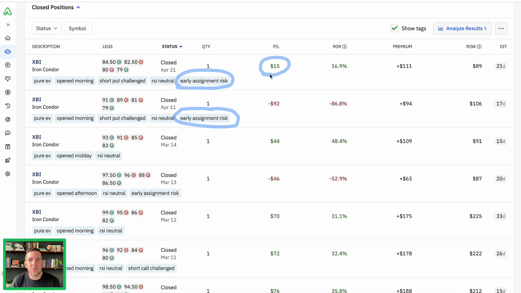Like this one, we closed for a $15 profit. It was early assignment risk, but we still actually made money on it. We're still up money on it. It didn't reach our profit target, but it was at risk of assignment. So we needed to close that position, right? And the same thing here. So this one here closed for a $92 loss, but that's okay. I'd rather take that loss, move on, than have to deal with the assignment risk.